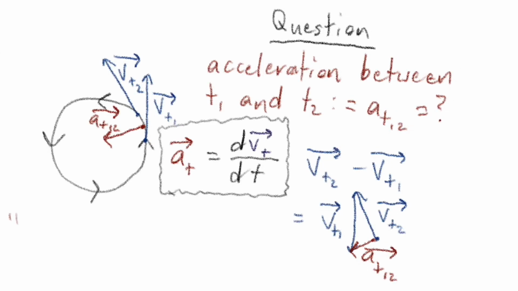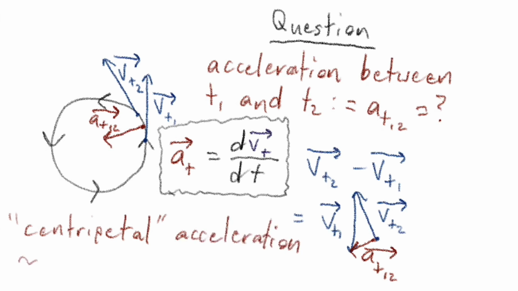And this type of acceleration is called centripetal acceleration. Centripetal means center-seeking. And now you know why we say that a particle in uniform circular motion is undergoing centripetal acceleration, because the acceleration is towards the center of the circle.